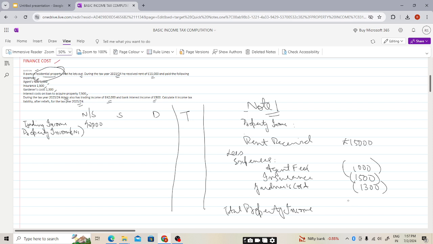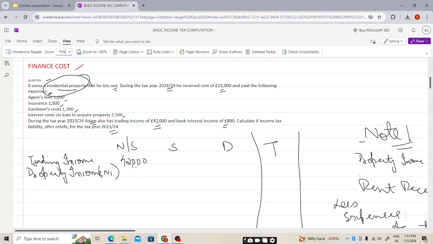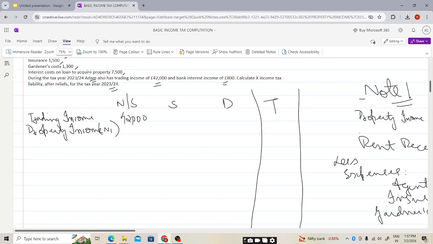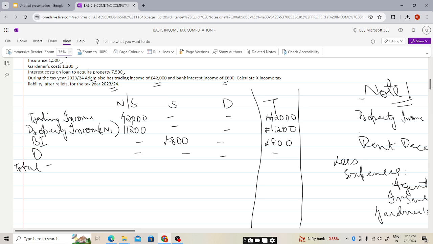Our total property income will be 11,200. Then we have further, Adam has a further bank interest of 800. So total will be 42,000 pounds, 11,200 pounds, 800 pounds bank interest. So no dividend. So this will give rise to total income.